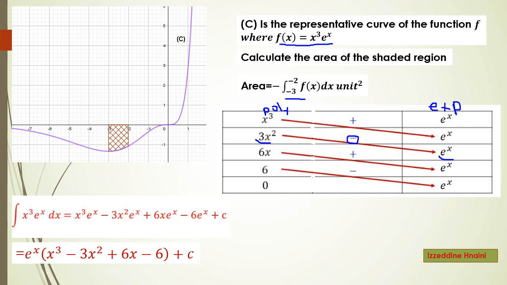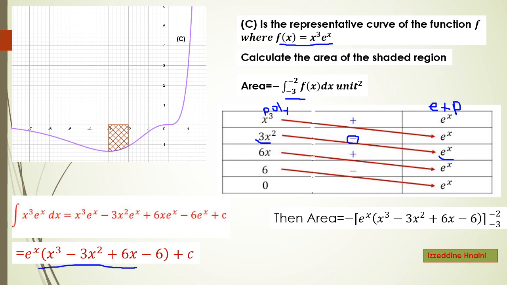Then we want to find the area after we have the antiderivative. For the area, we take the antiderivative, and don't forget to put the minus. We substitute minus 2, then we substitute minus 3, and we get 38 e power minus 2 minus 78 e power minus 3, in square units.